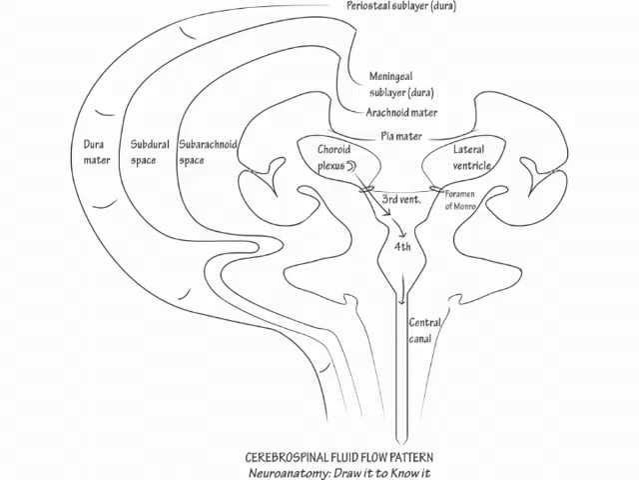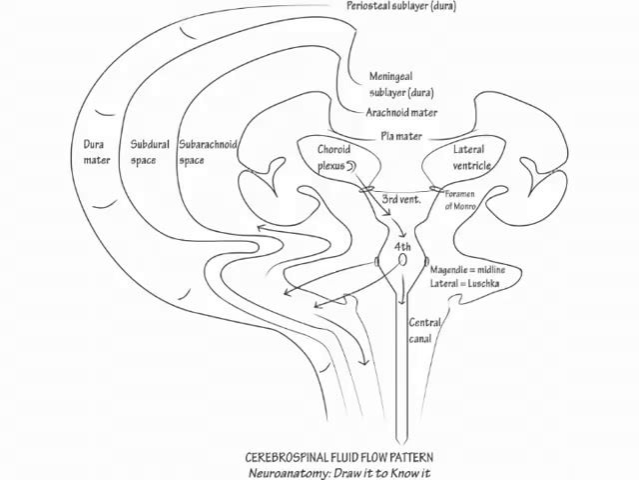Show fluid empty from the 4th ventricle through the foramen of Magendie in midline and the foramina of Luschka laterally to enter the subarachnoid space. Draw it flow into the spinal canal to bathe the spinal cord, and also rostrally into the cranial vault to bathe the rest of the brain.